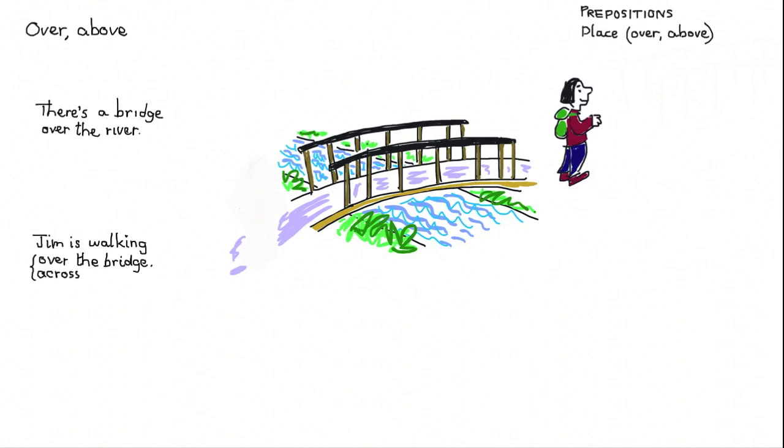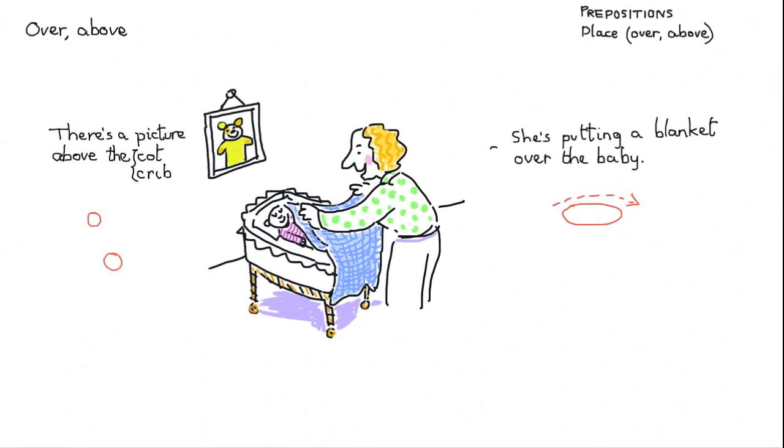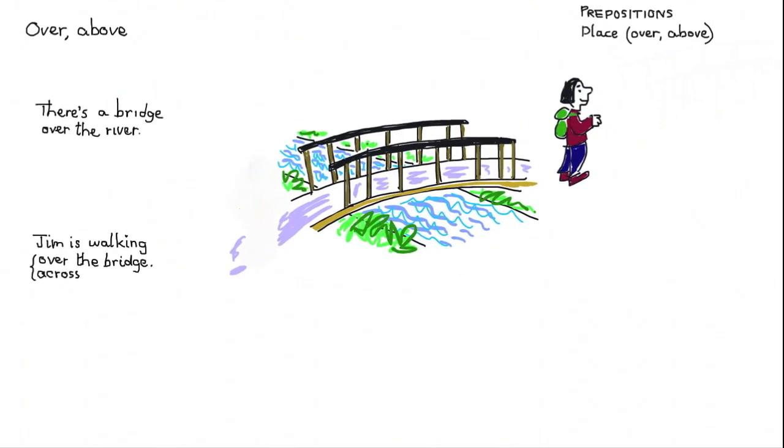That's it. Just to remind ourselves, I'll go back to the earlier scene. She's putting a blanket over the baby, not across, over. Back to the bridge again. He's walking over or across the bridge. And here's a little diagram to illustrate. There's an object and the dotted line is going over.